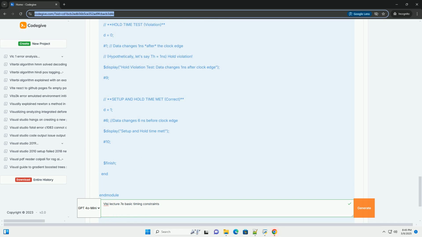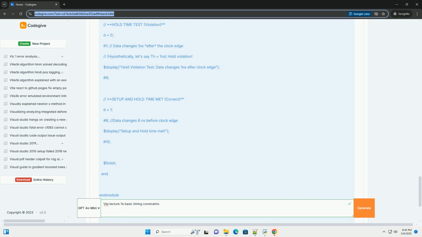10. Advanced timing concepts, beyond Lecture 7a, but related. Slack is the difference between the required time and the actual arrival time of a signal. Positive slack means the timing constraint is met, negative slack means it is violated. STA tools report slack values.